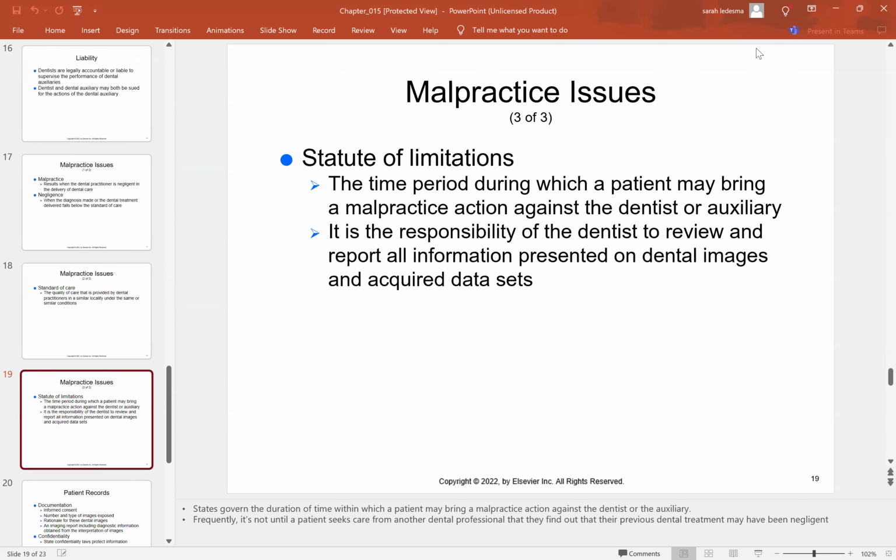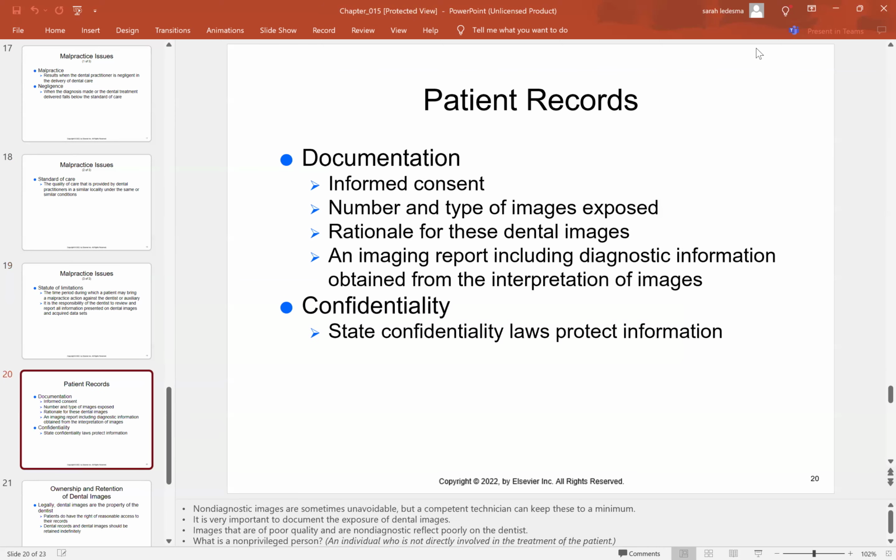Statute of limitations is the time period during which a patient may bring a malpractice action against the dentist or auxiliary. It's the responsibility of the dentist to review and report all information presented on dental images and acquired data sets.